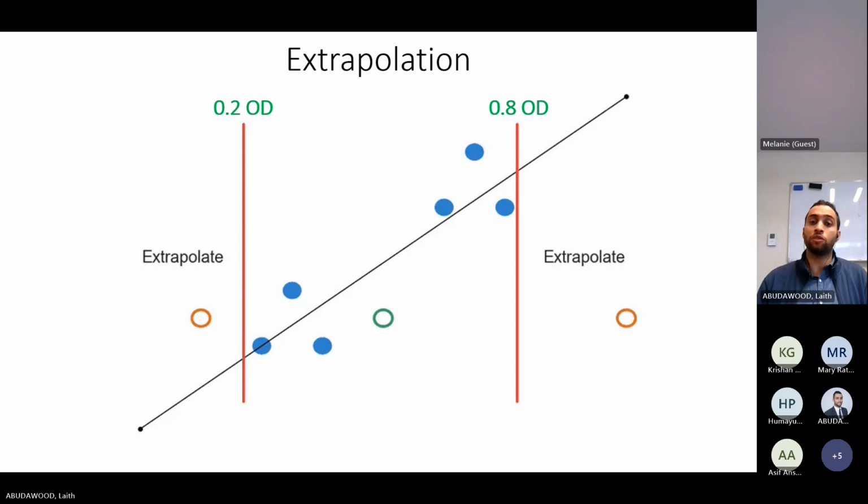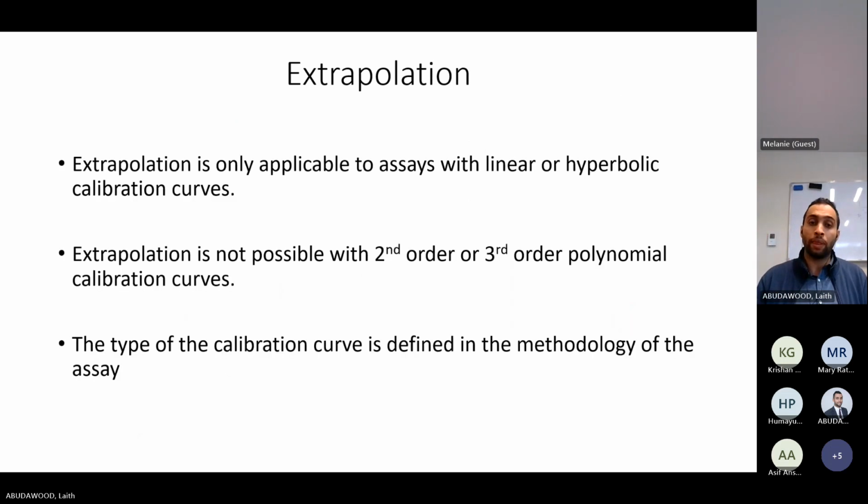Extrapolation simply allows you to extend your calibration curve theoretically into infinity. Okay, so whatever optical density value, whatever seconds value you get, you can get a concentration out of this raw measurement value. However, extrapolation is only applicable to linear and hyperbolic formulas or calibration curves.